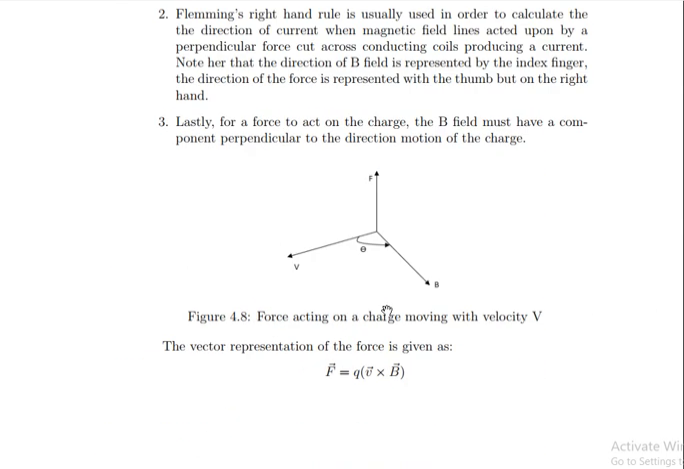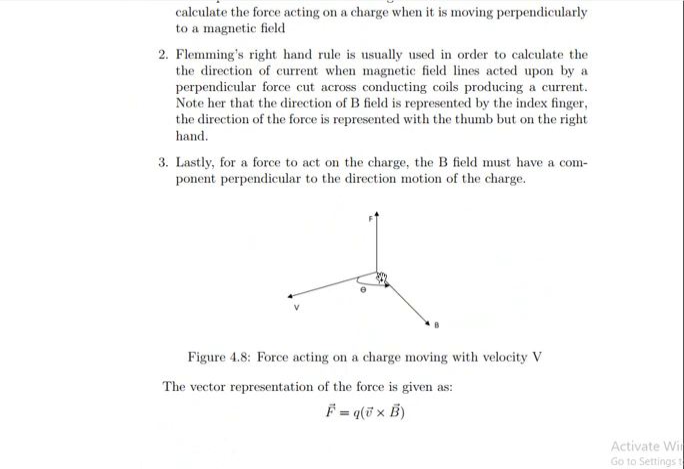So the first condition is that, number one, the charge must be moving. If the charge does not move, then the magnetic force will not act, though a magnetic field strength is present. So the number one condition for a magnetic force to act on a charge is that the charge must be moving.